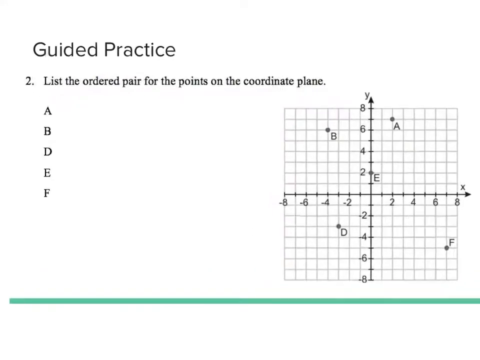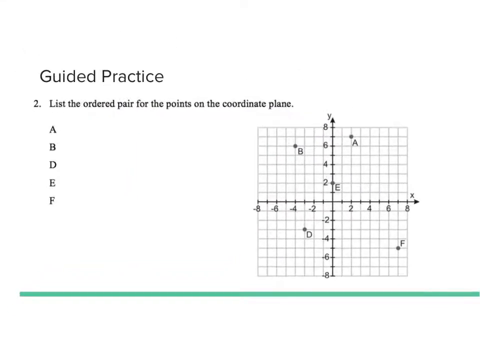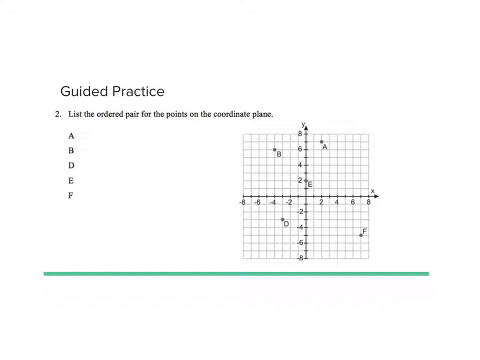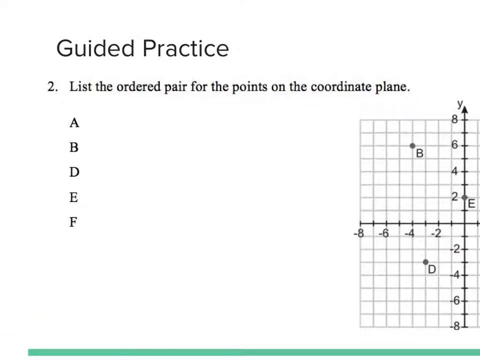All right. Okay, so it says here, list the ordered pairs on the coordinate plane. So if we look at A, my x, I'm going to count 1, 2, and we're going up 7. So my x is 2, my y is 7. So we write it like this. I'm going to make it bigger so I can actually write well. And we said this is 2, that's my x, 7 is my y. It's in parentheses with a comma between them.